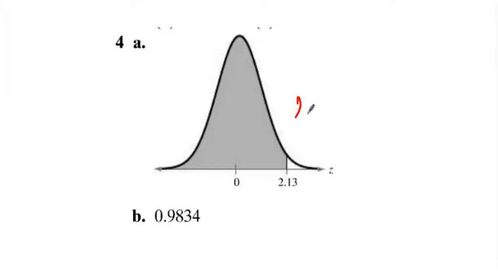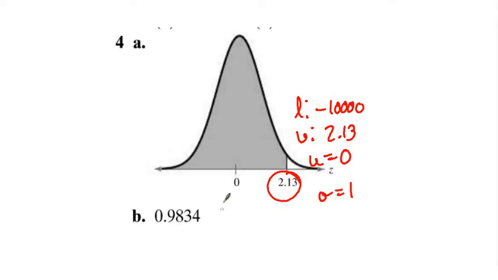The lower boundary for this would have been, again, negative 10,000, and the upper boundary is that number, 2.13. Mu is still 0 and sigma is still 1, just like always. It looks like almost all the area, 98%. This is 98.34% of the area right there.